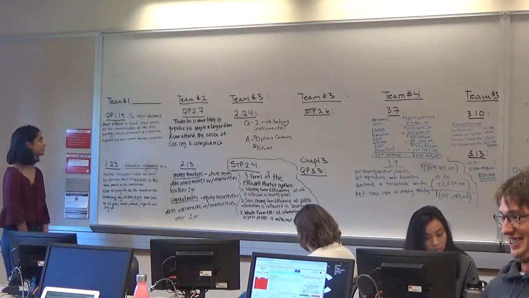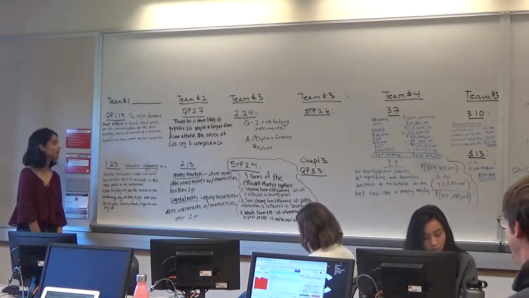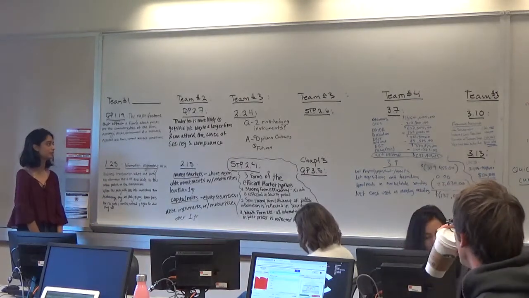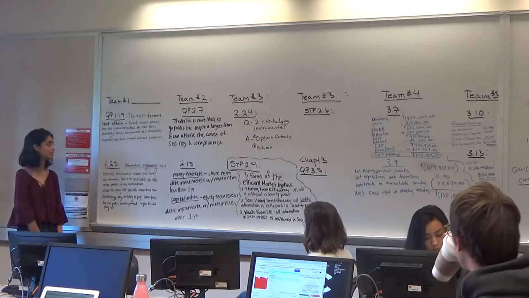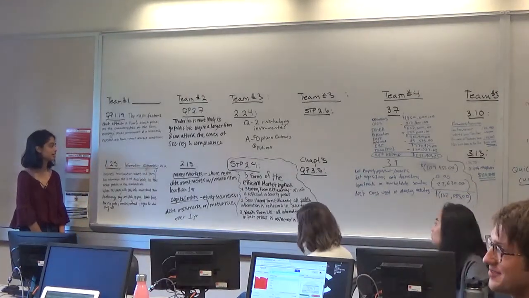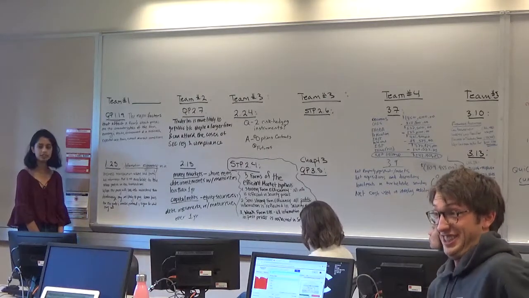Okay, so for question 1.19, the major factors that affect a firm's stock prices are the characteristics of the firm, economy and stocks, environment of the business, and expected cash flows and current market conditions.